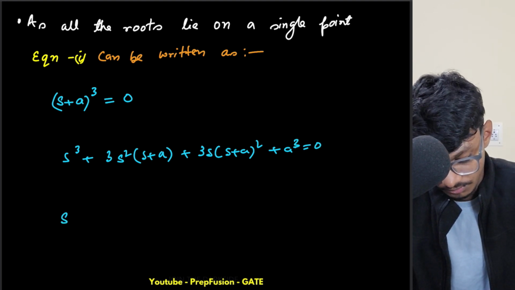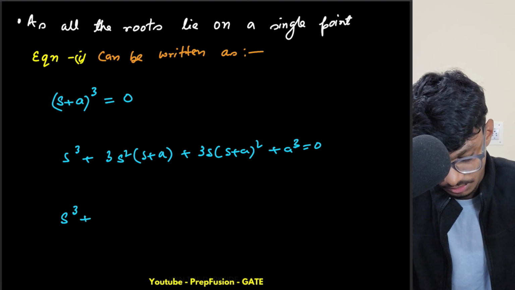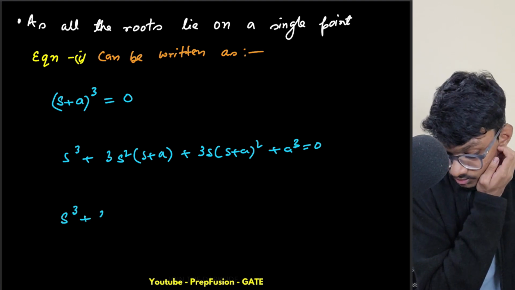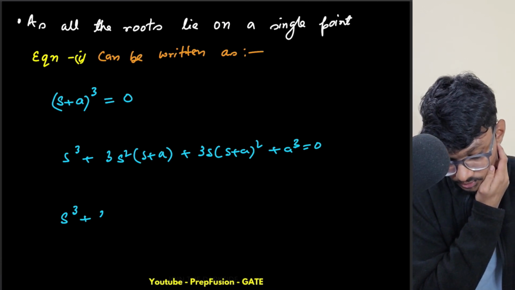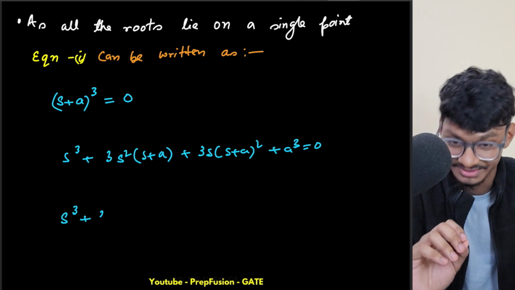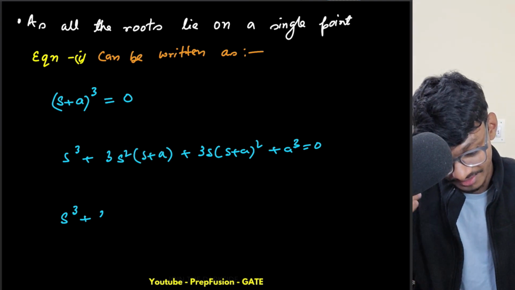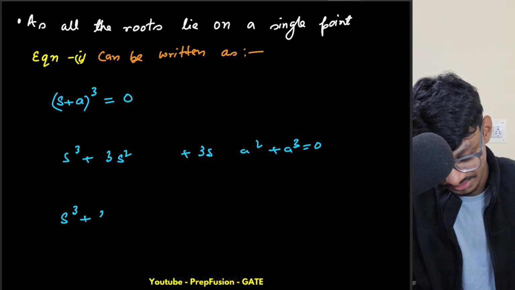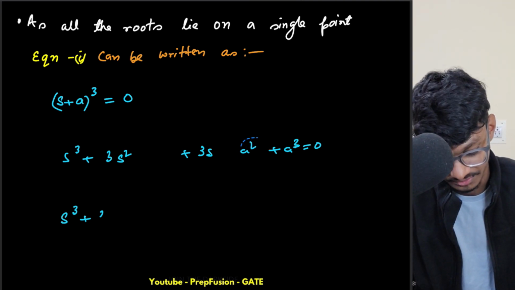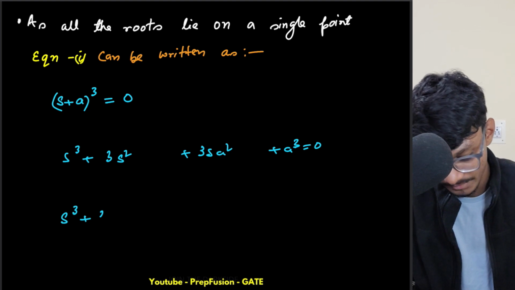Now this one becomes s cube plus, okay, this one also changes. Wait, am I doing something wrong? Oh, sorry, I was doing something wrong. Really sorry. This will be simple a, right? This will be simple a, and this is a.